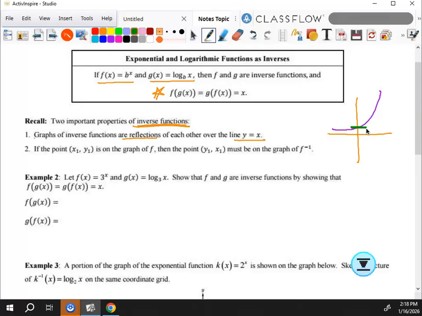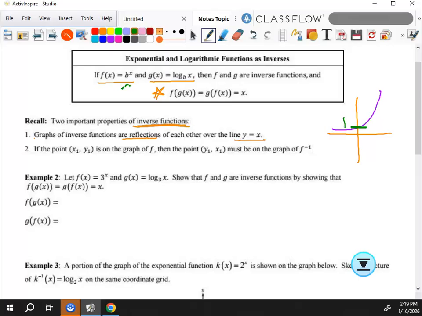What is the y-intercept every time? 0? Your input is 0. What's your output? 1. Because if my input is 0, anything to the 0 power is 1, right? So no matter what the base is, 5 to the x, 6 to the x, 1,000,000 to the x, that y-intercept right there will be 1 no matter what. That's an important thing for you to keep in your mind.